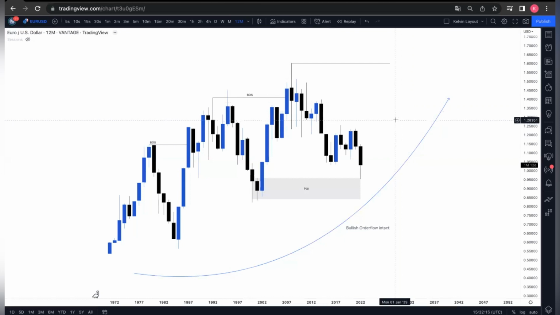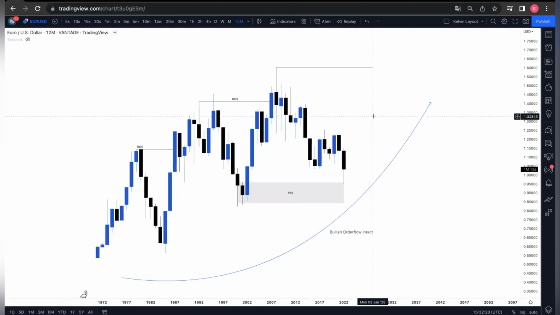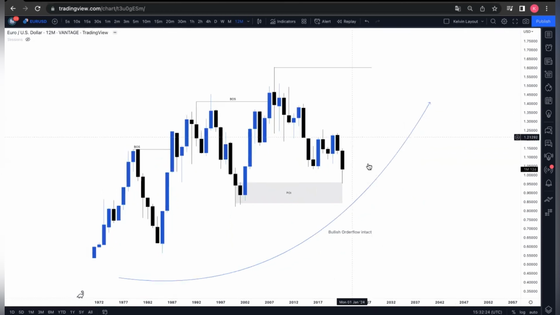So let's just start the outlook with EUR-USD as usual, right? I have the Vintage source right here because they actually have more data than Oanda. Actually, we use Oanda. So I'm here on the Vintage EUR-USD. This is the yearly time frame.